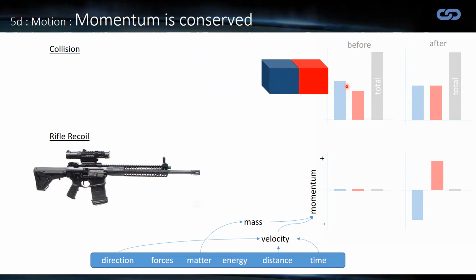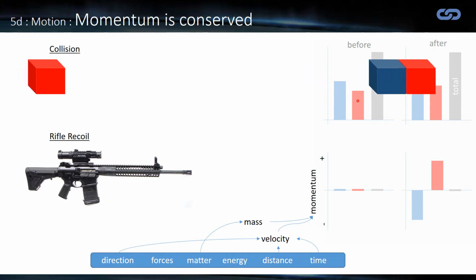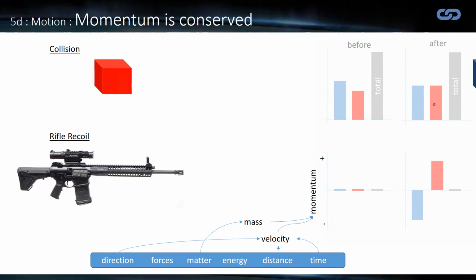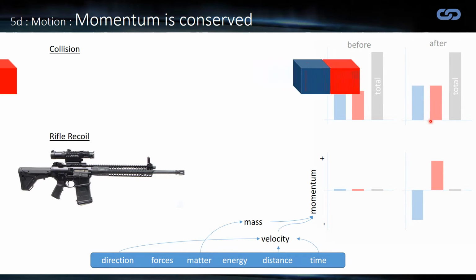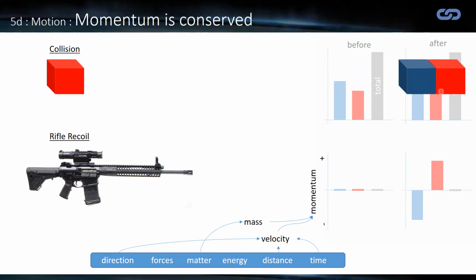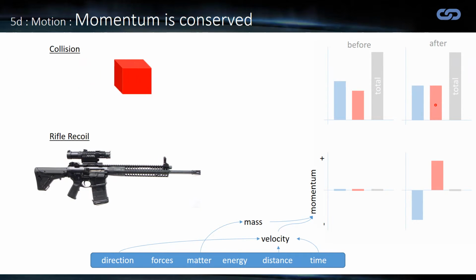So if they have the same mass, blue momentum is more than red momentum, but the total is the same. They happen to end up at the same velocity in this case. It could have bounced up, but a simple case, same momentum. They each have the same momentum.